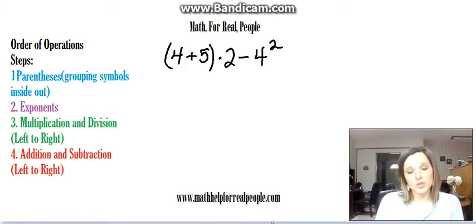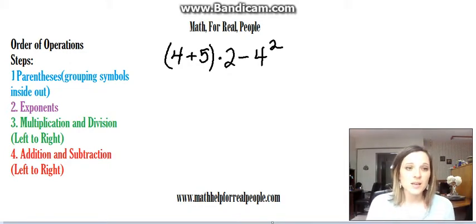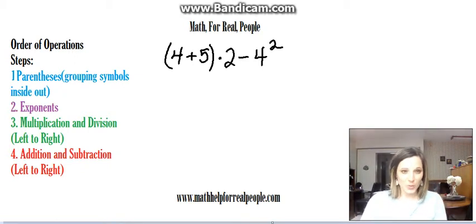And then number 2 is exponents. 3 and 4, make sure you understand multiplication and division from left to right. Addition and subtraction from left to right. The left to right thing is what gets most people, because if division comes before multiplication, you will do that first. If subtraction comes before addition, when you're looking at it from left to right, you do that first. So make sure you're doing it in the correct order.